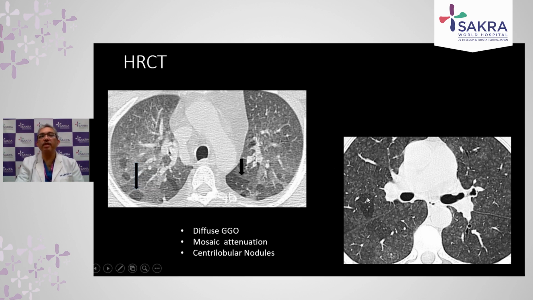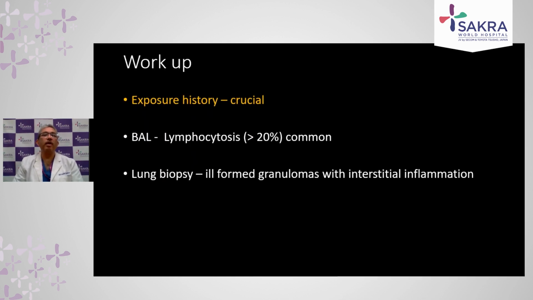And on the other side, if you see, you can see faint centrilobular nodules in the lungs. These are all the bronchioles which are having their secretions, and this could be a characteristic imaging feature. In fact, the radiology colleagues give us a great help in identifying hypersensitivity pneumonitis. Workup exposure history is absolutely crucial. BAL will show lymphocytes more than 20%, and a lung biopsy, if done in such a circumstance, could show loosely formed granulomas with interstitial inflammation. Avoidance is crucial, so exposure history is very important.